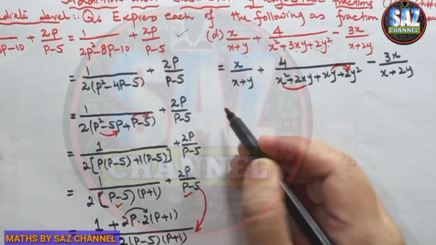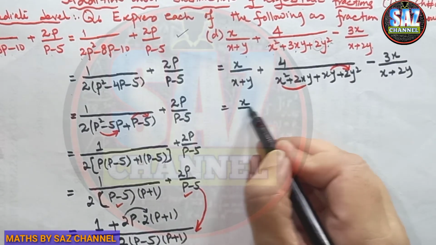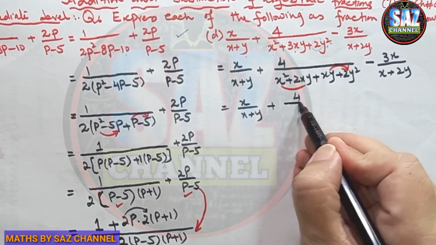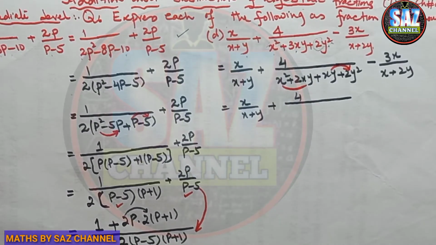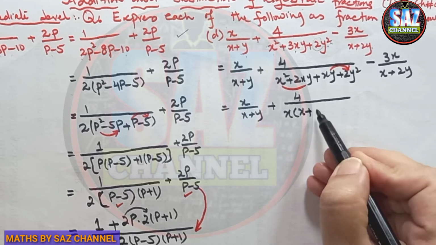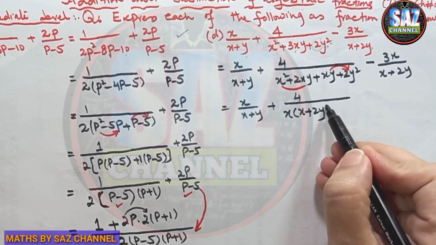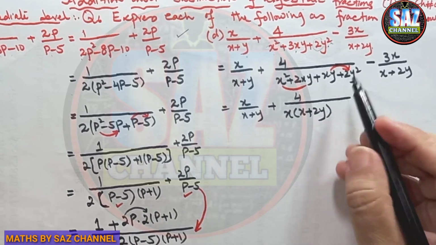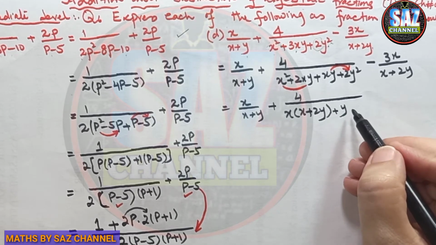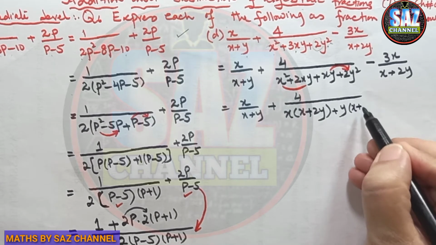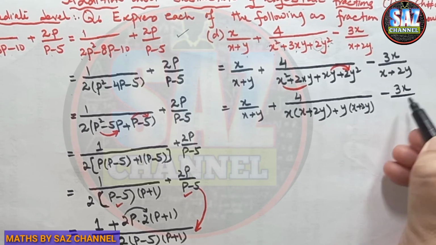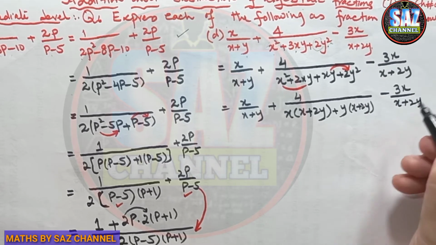So the next step will be x upon x plus y plus 4, and from the first group what we can do, we can pull out x. Inside the bracket I will be left with x plus 2y. Coming to the second group, I can extract y out, and inside the bracket I will be left with x plus 2y. And the last fraction will be as it is, minus 3x upon x plus 2y.